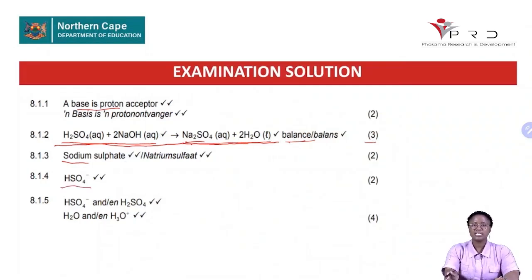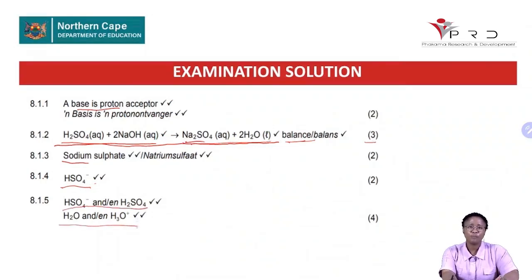For indicating the ampholyte A in the reaction there, you get the 2 marks for identifying the ampholyte. We said it's HSO4 minus because it can act as an acid and also act as a base. Then we said the 2 pairs of the conjugate acid-base pairs are those, and I hope you got the correct answers.